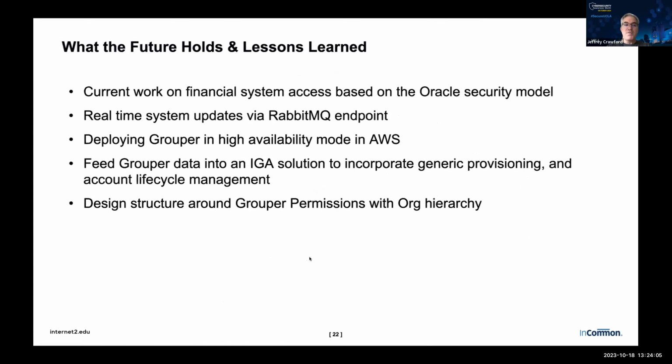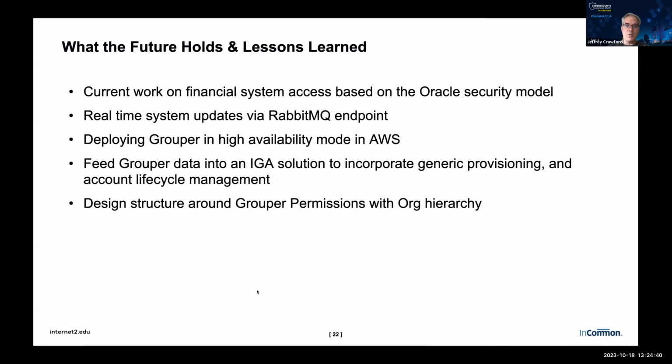Okay, what the future holds and what our lessons learned are. We're working on our financial system access based on the access the Oracle security model provides. Although real-time updates go to our enterprise directory through the LDAP connectors, there is definitely a desire to go more API routes, especially as vendors are using APIs. Grouper does have a RabbitMQ endpoint that allows you to capture changes and then have something subscribe to it and then be able to do some action based on a change happening.